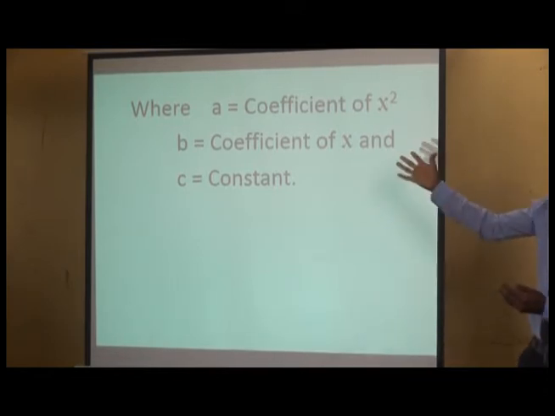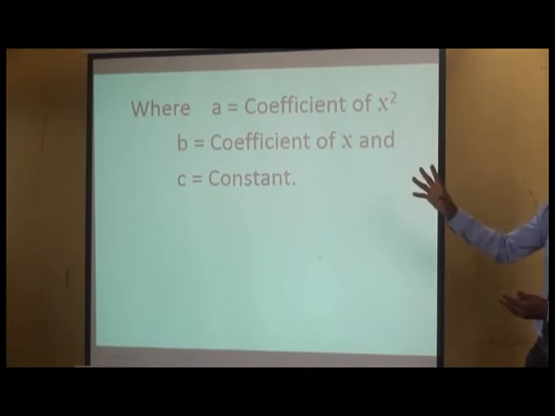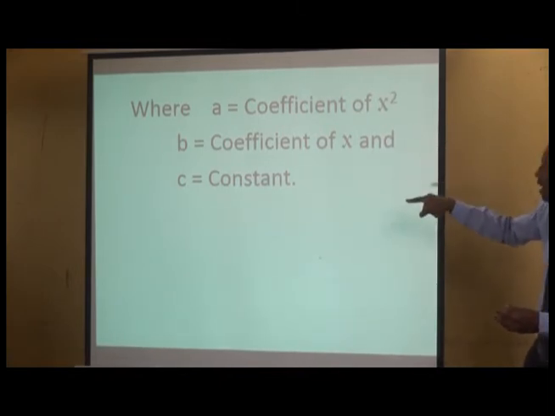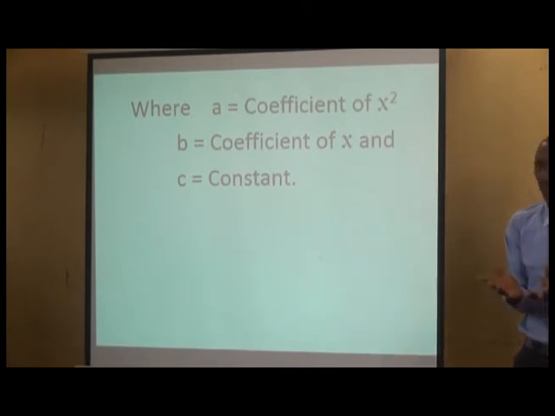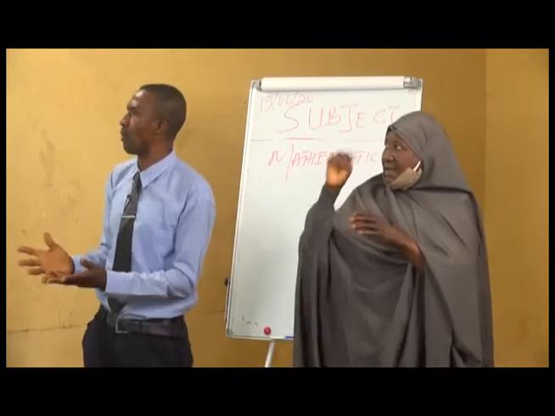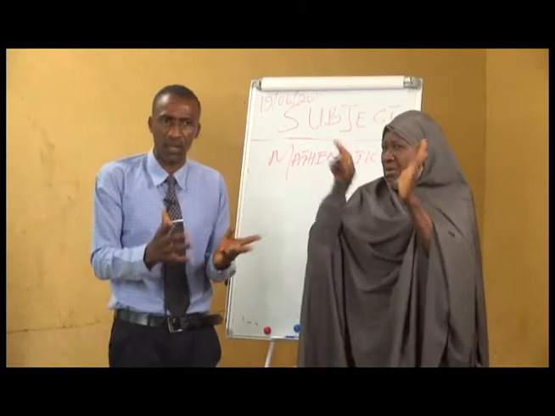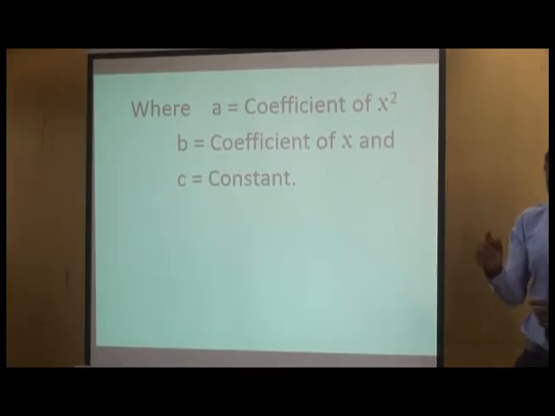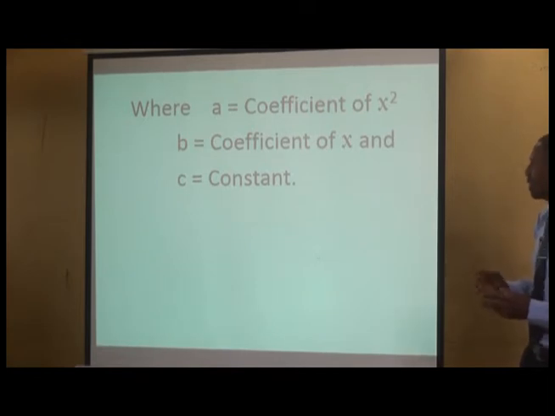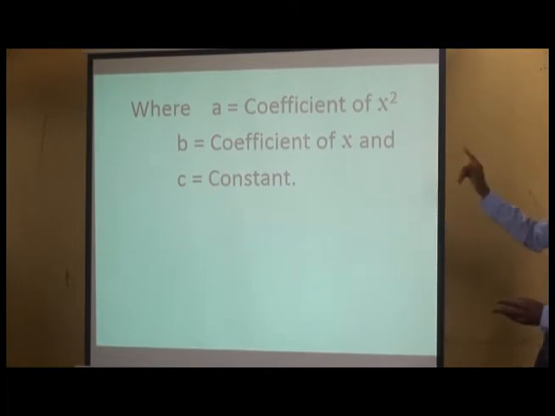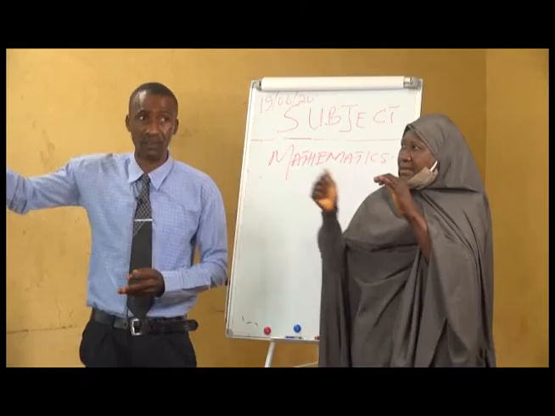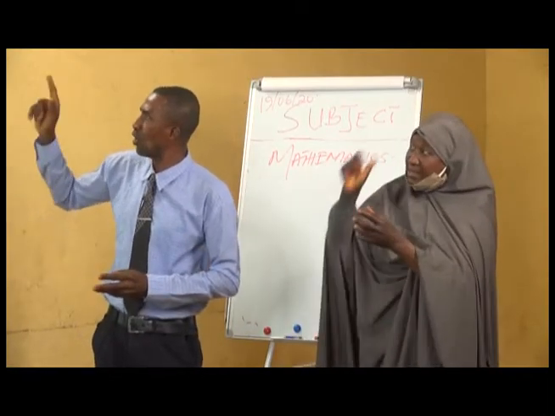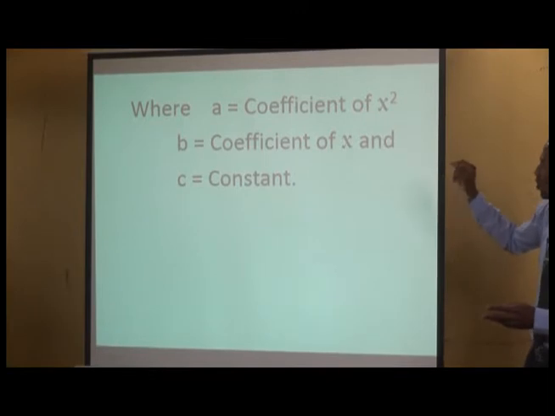If the equation involves y, so y becomes the unknown, the formula turns out to be y equals minus b plus or minus the square root of b squared minus 4ac all over 2a. If the equation turns out to be m, the formula becomes m equals minus b plus or minus the square root of b squared minus 4ac all over 2a. Take note, where a is the coefficient of x squared, b is the coefficient of x, and c is the constant. I repeat this because it's very paramount.